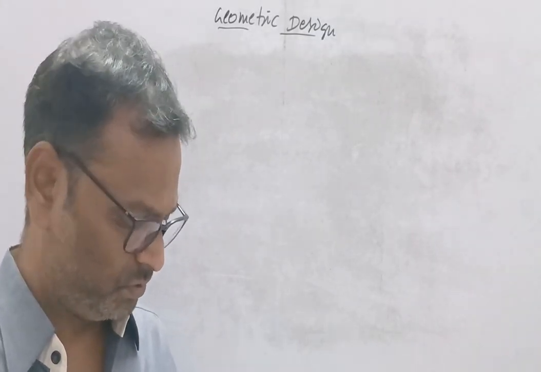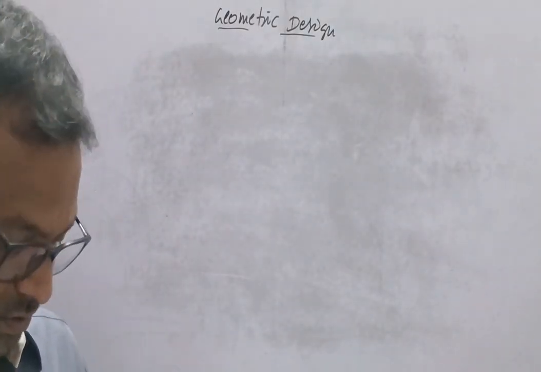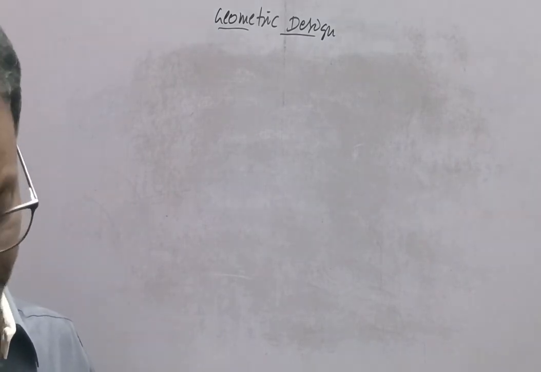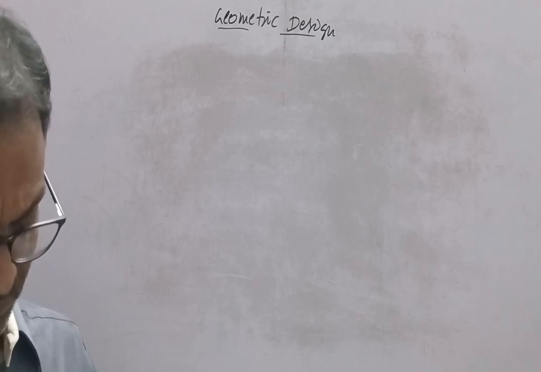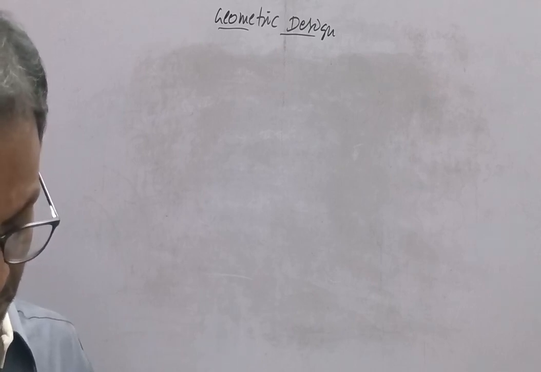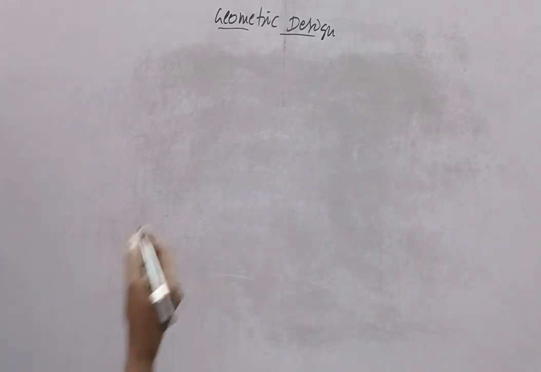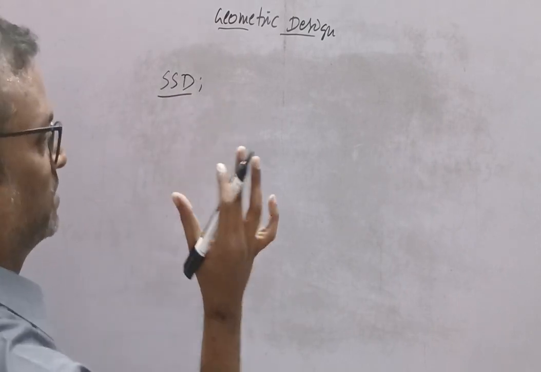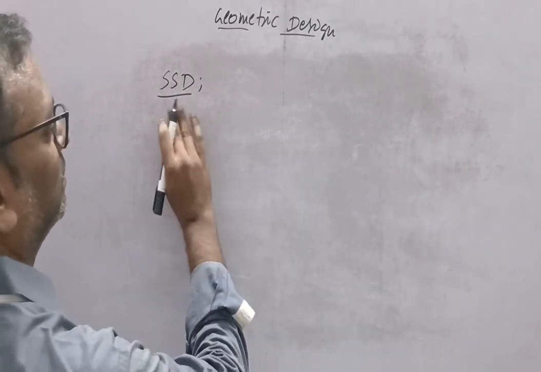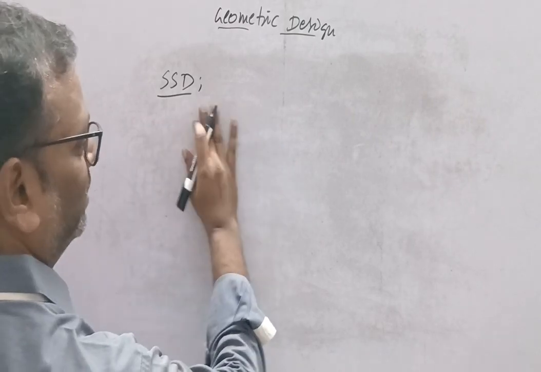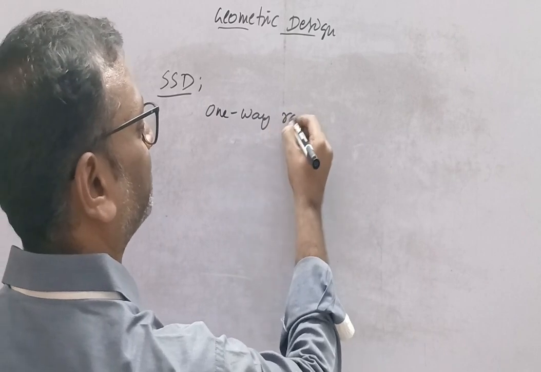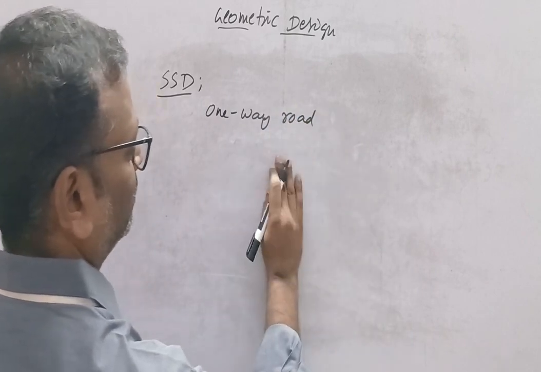Now, the horizontal element is over. Next session, we will see one more point. I forgot regarding stopping sight distance. Most probably stopping sight distance is a repeated question. Stopping sight distance, whatever we calculate, is for a one-way road, meaning there is no opposite traffic.